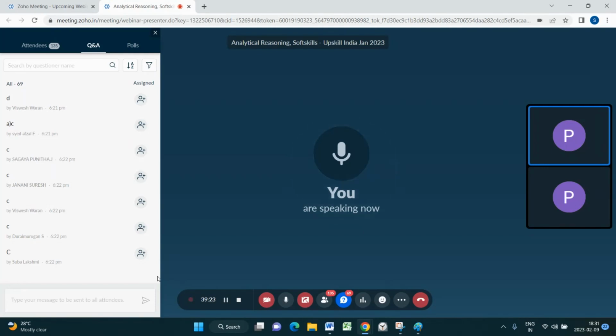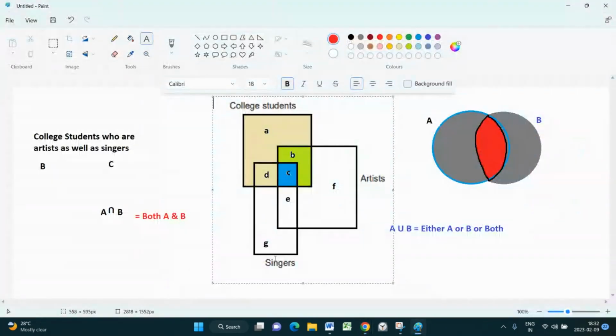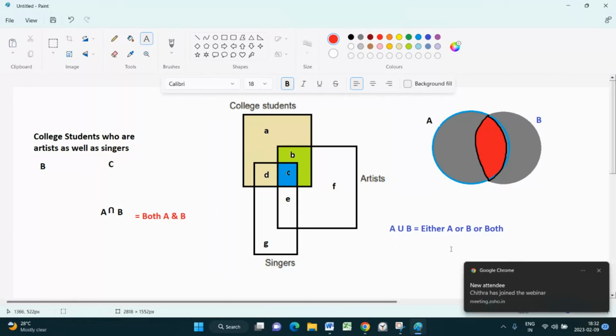So when you are given some sets, you should be able to write the answer in terms of A union B, A intersection B, using the union and intersection symbols also, not just coloring and finding out the right answer. You should also know how to write that. That's why I'm saying what is intersection, what is union.